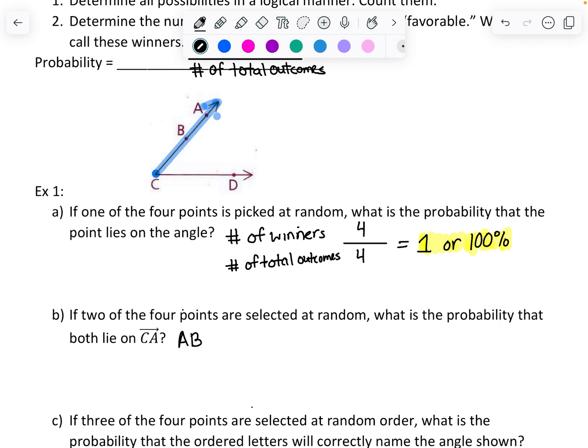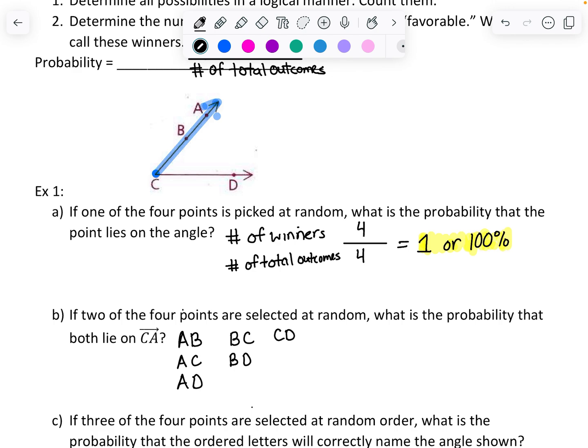I could pick A and B. I could pick A and C, or I could pick A and D. If we go on to B first, we could pick B and C, or B and D. If I pick BA, that's the same thing as AB, so I'm not going to repeat that. And then my last possibility is to have C and D.